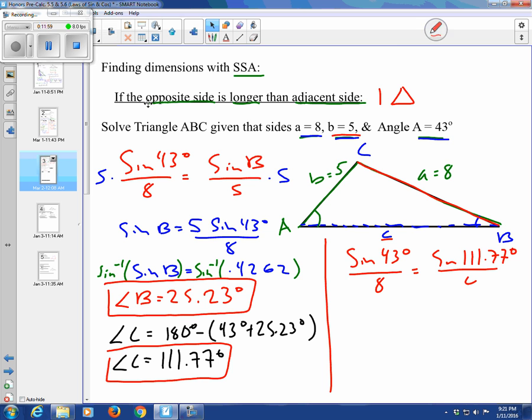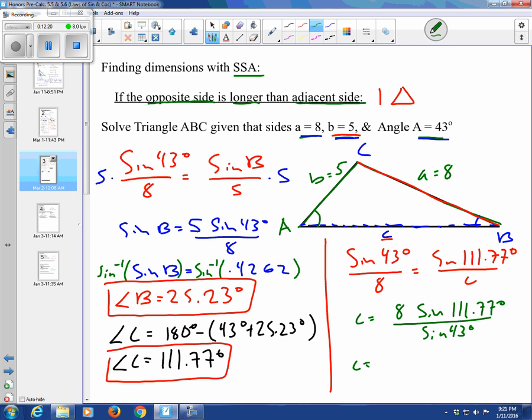Solve for C in the exact same way, multiply C on both sides, and then multiply by the reciprocal of sine of 43 over 8. So C is going to be 8 sine of 111.77 degrees over our sine of 43 degrees. And that's going to give us side C as being of length 10.89. So that's a lot of me doing the work.